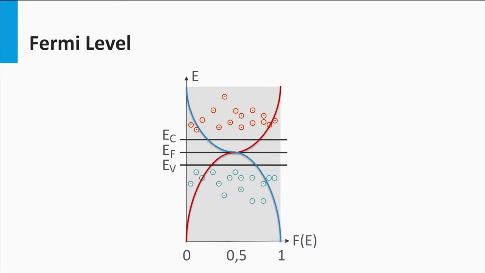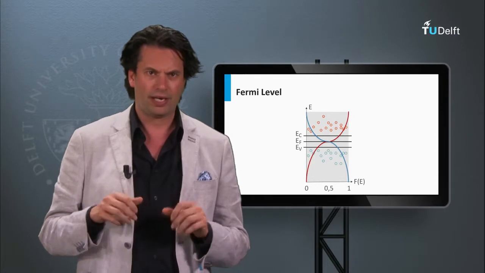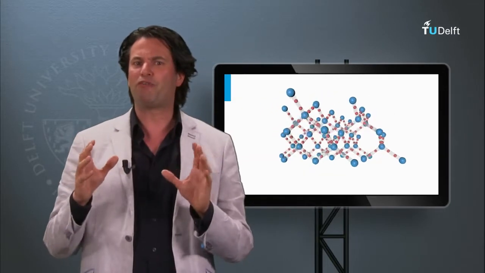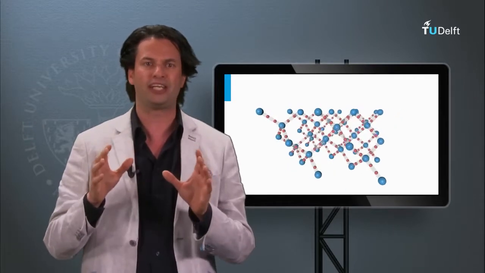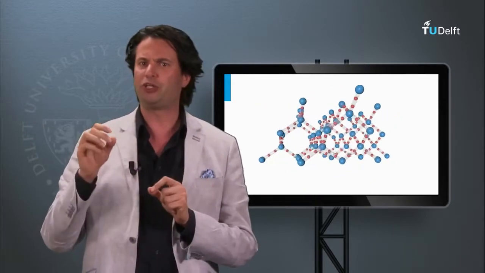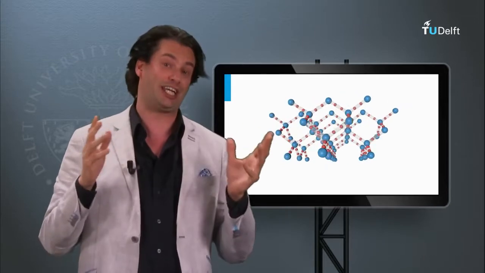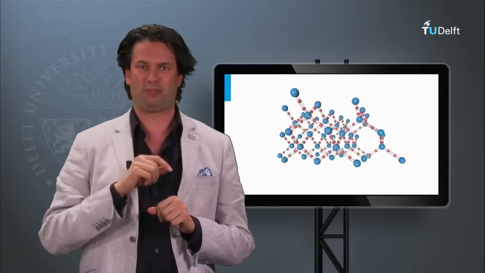1 minus the Fermi-Dirac function shows for a semiconductor the probability that you will find a hole at a certain energy level. This week, we will focus on the behavior of the charge carriers, electrons and holes in a semiconductor. We will use the semiconductor material silicon again as an example.